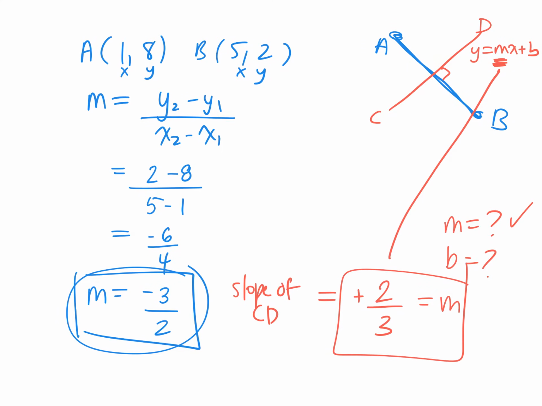How can you figure out B? Do I have a coordinate? Do I have an X and a Y? Do I know a point on the red line? Which point do I know, Nicole? What point do I know is on the red line? Good, it was the midpoint. Because we had figured out the midpoint, we know that the point 3, 5 is on the red line, so we know X, we know Y, we know M. Can you plug it all in and find B?